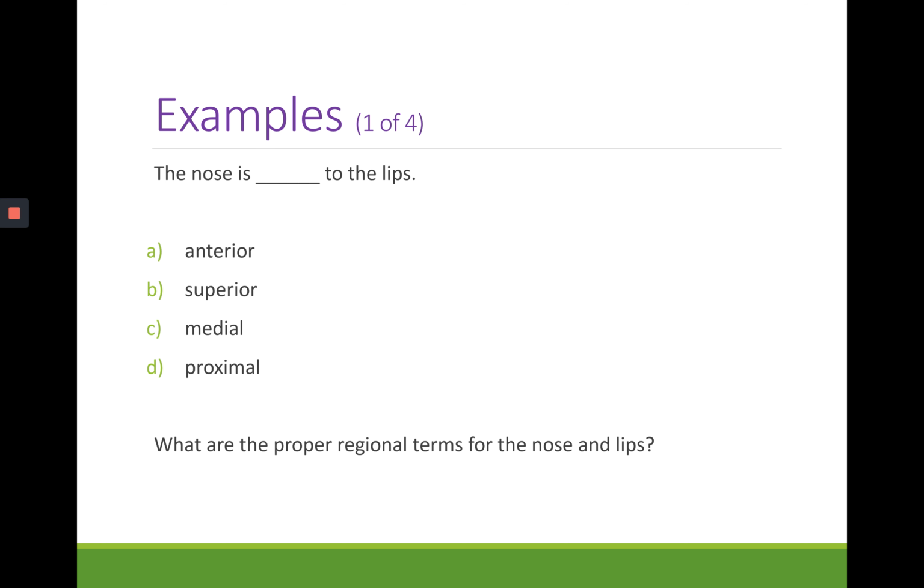Also, see if you can answer this question down here. What are the proper regional terms for the nose and the lips? I'll give you a second. If you said nasal for nose, you'd be correct. If you said oral for lips, you would also be correct.